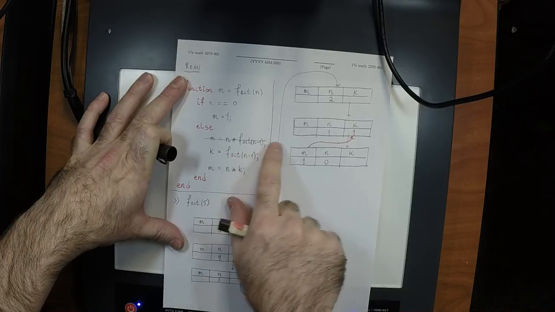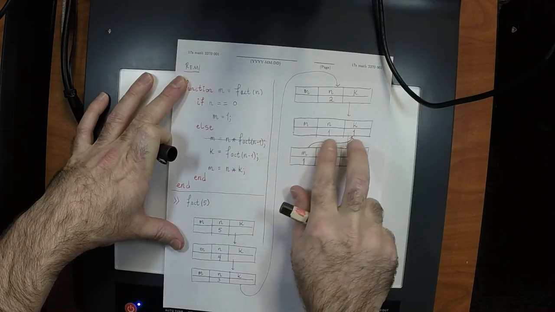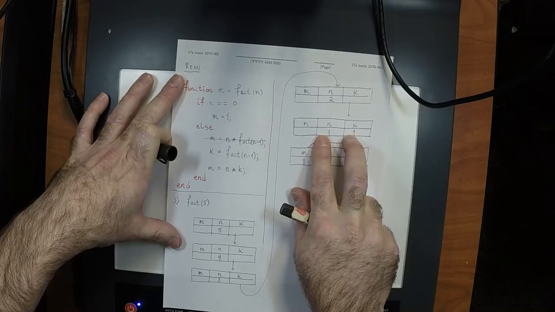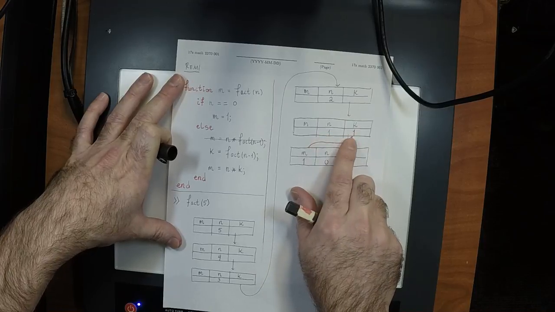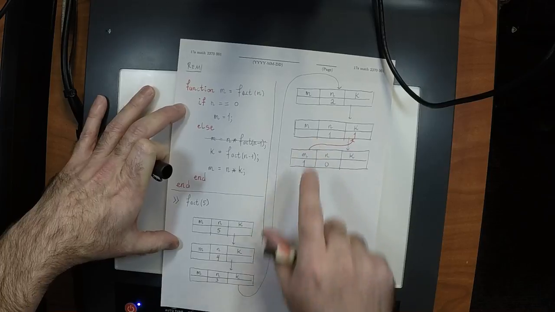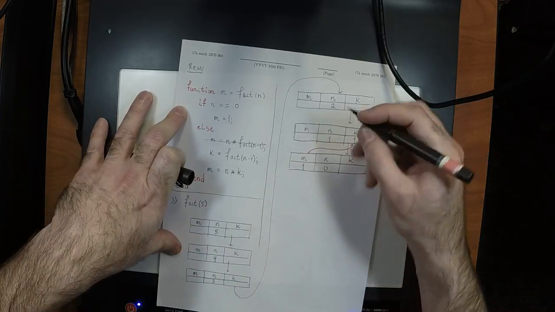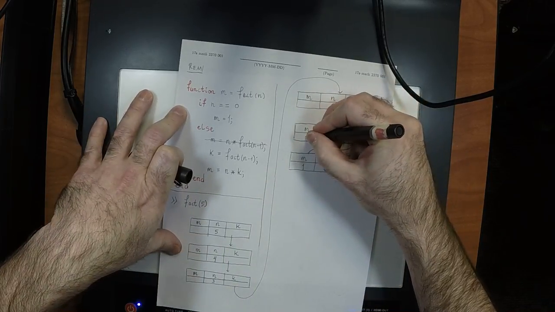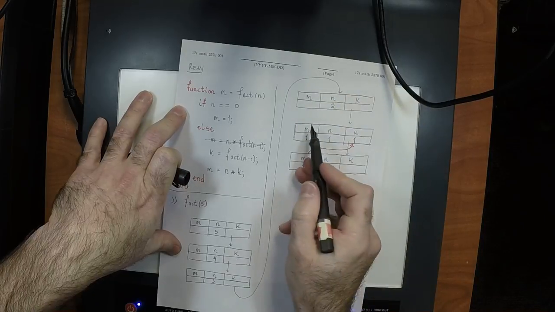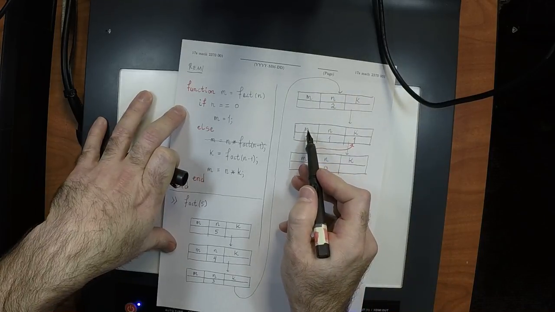So now, this value of m can be computed. It's the product of the present value of n and k. The present values of n and k are 1 and 1. So what's this value of m? 1. So this is 1. And then what happens to this value of m? It goes up to the next k.